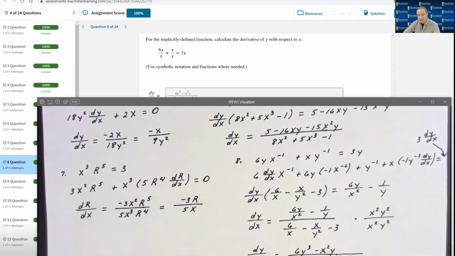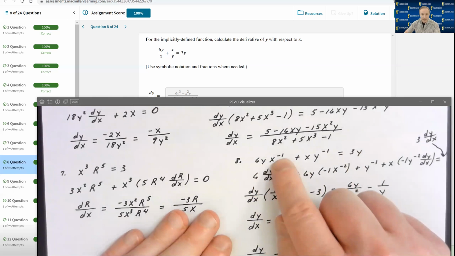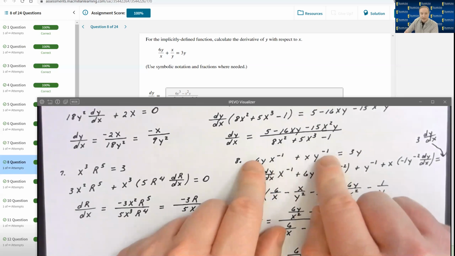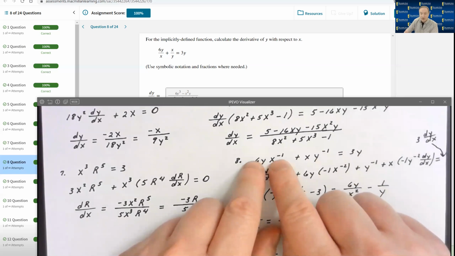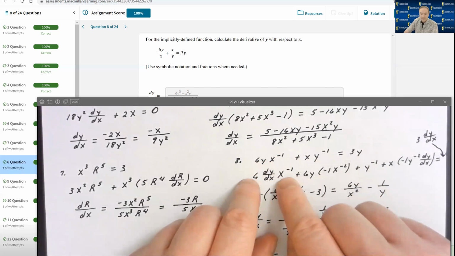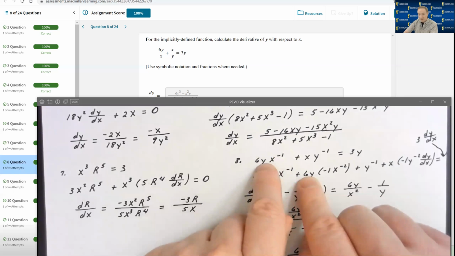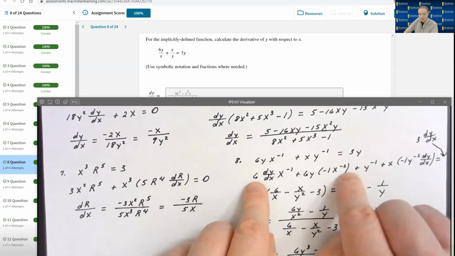For number 8, we had 6y over x plus x over y is equal to 3y. The first thing you can see, I didn't want to do 2 quotient rules to take the derivative of that left-hand side. I moved the denominators up, put them to a negative exponent, so I called it 6y x to the negative 1 plus x y to the negative 1 is equal to 3y. I feel that's much easier to take the derivative. Now, product rule here. Derivative of the first, 6 dy/dx, times the second, plus the first, 6y, now times the derivative of the second. That's going to give me the negative 1x to the negative 2. So all of this is the derivative of that first term.